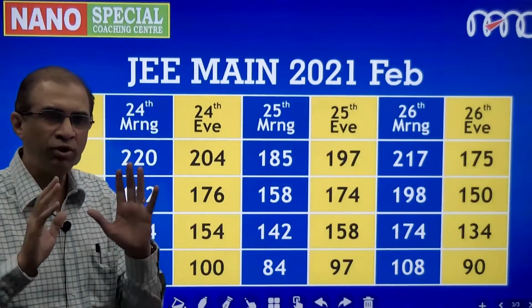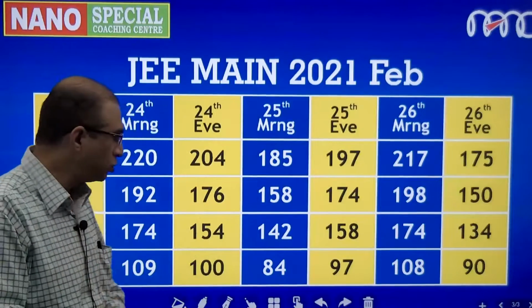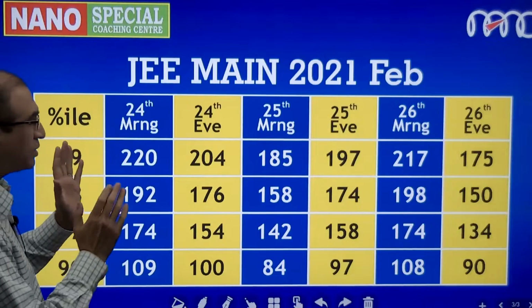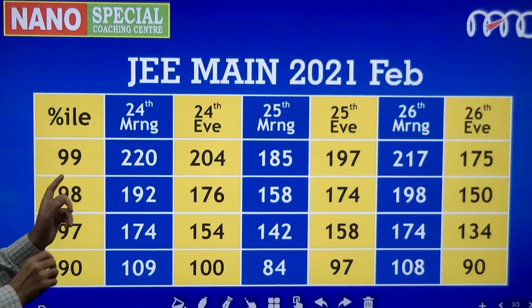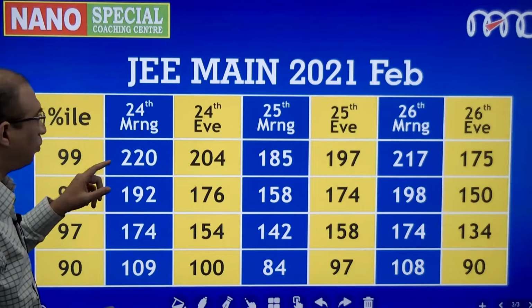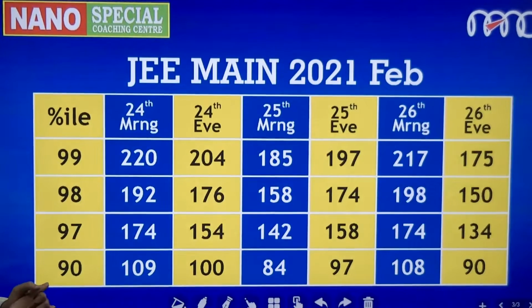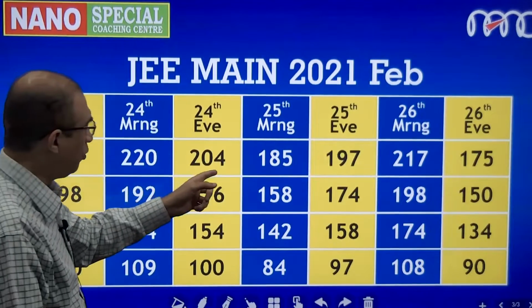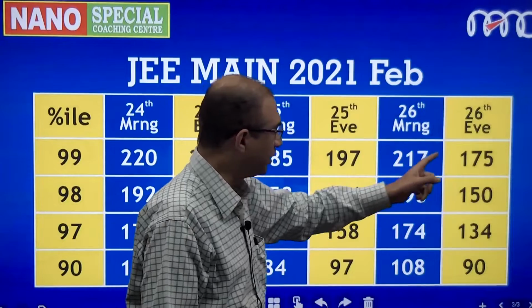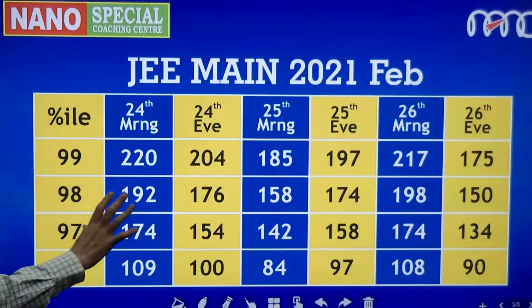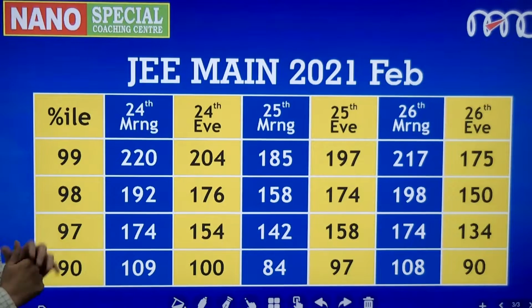And I would say that the trends are very, very accurate. So we've done 99 percentile, 98 percentile, 97 percentile, and 90 percentile. What are the marks that they corresponded to? For 99.0000, what were the marks corresponding to this percentile for each of the slots? So what do we have here? 220, 204, 185, 197, 217, and 175. You can take a screenshot of this so that you get a better idea for your analysis. Similarly for 98 percentile, 97 percentile, and 90 percentile.